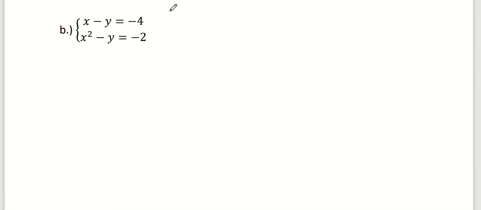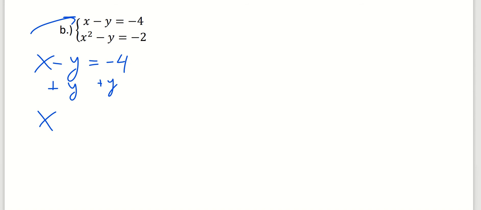Actually, I don't know. Let's solve the first one for x. There's no wrong way to do this. It's just kind of like what you're feeling like doing. I'm going to get the x by itself, so I'm going to add y to both sides. This will give us x equals y minus 4.